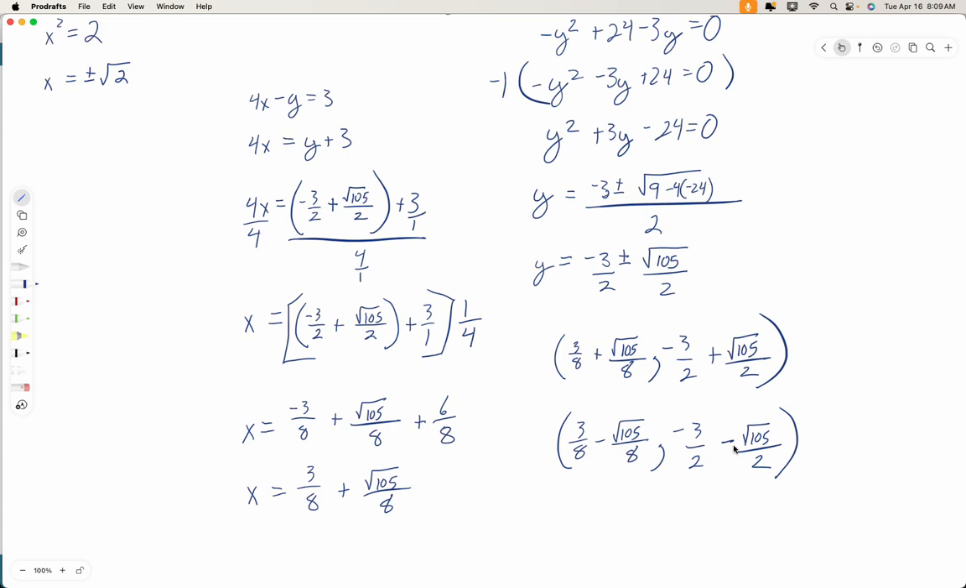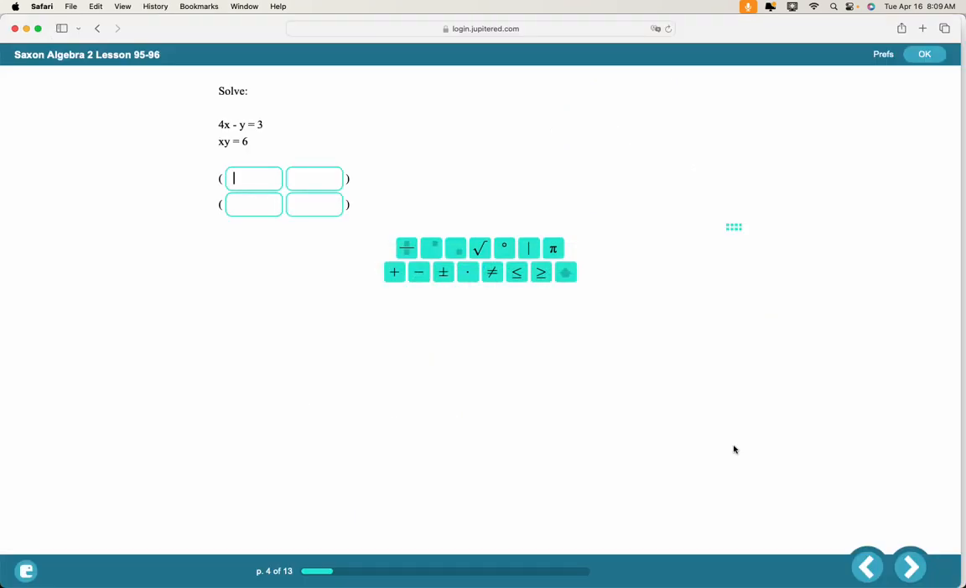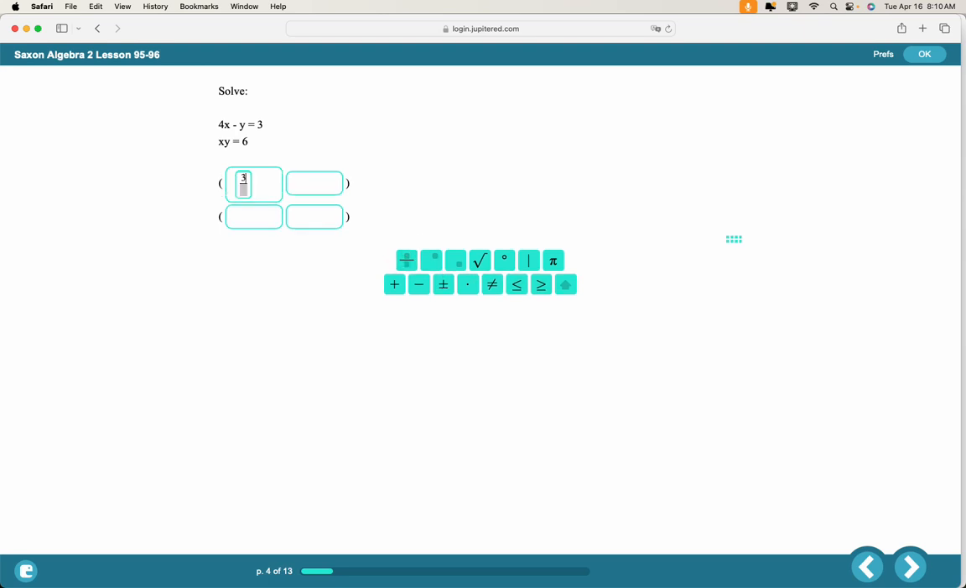So then we would type that in to Jupyter. Let's see if it'll take that for us. We would have 3 over 8 plus square root of 105 over 8 for that one. And then our y is a negative 3 over 2 plus square root of 105 over 2.